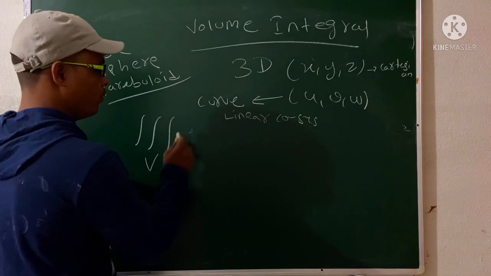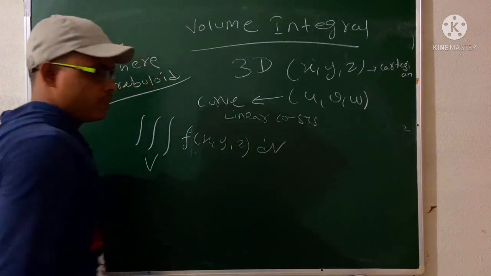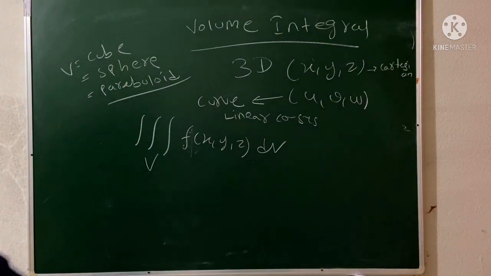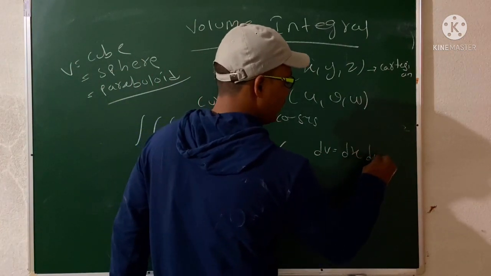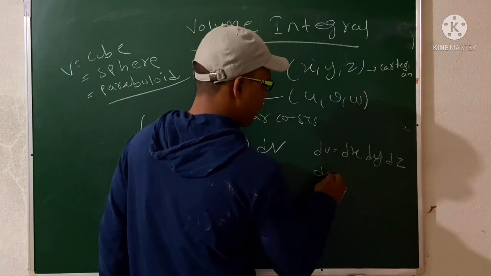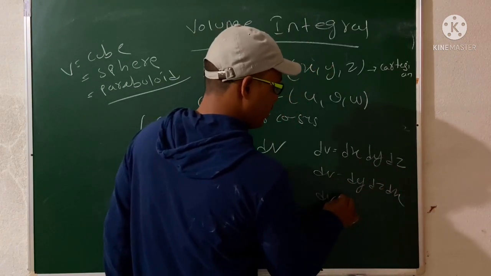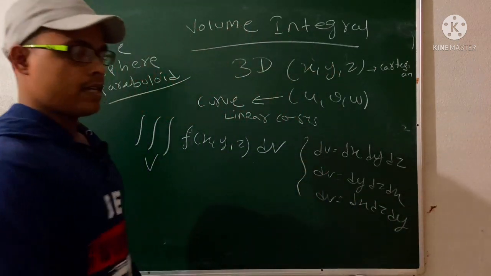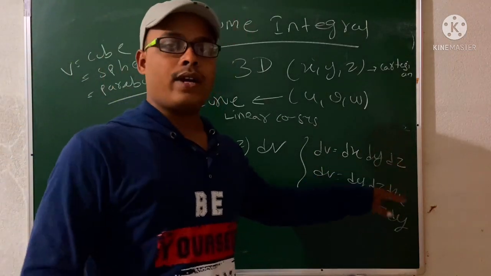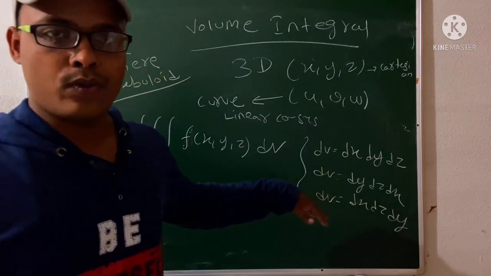One function will be given to you, f of x, y, z, then your dV. This is the notation. The question will come as f of x, y, z, dV. So what is the dV? dV can be dx dy dz, or dy dz dx, or dx dz dy. In this case the order will change: first dx comes, then dy dz, or first dy comes, then dx dz, or first dz comes. So there will be 6 cases.